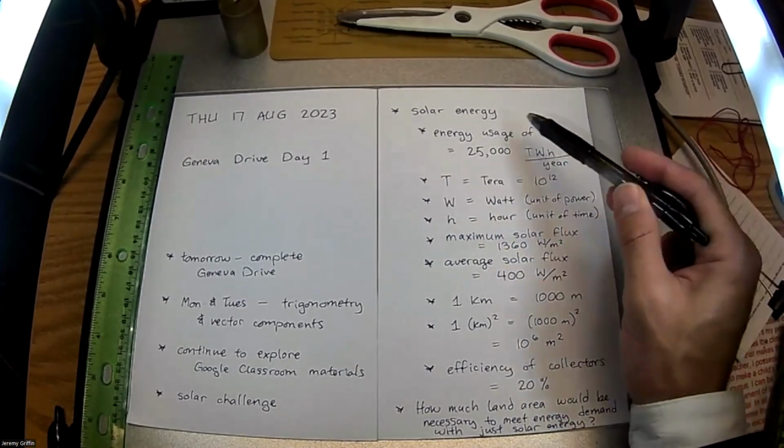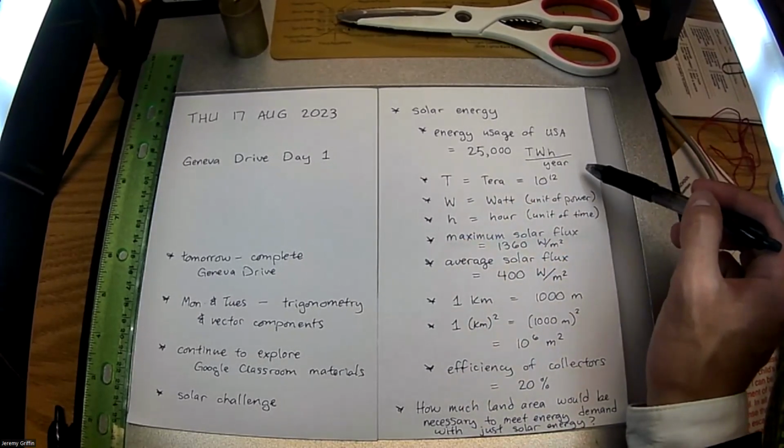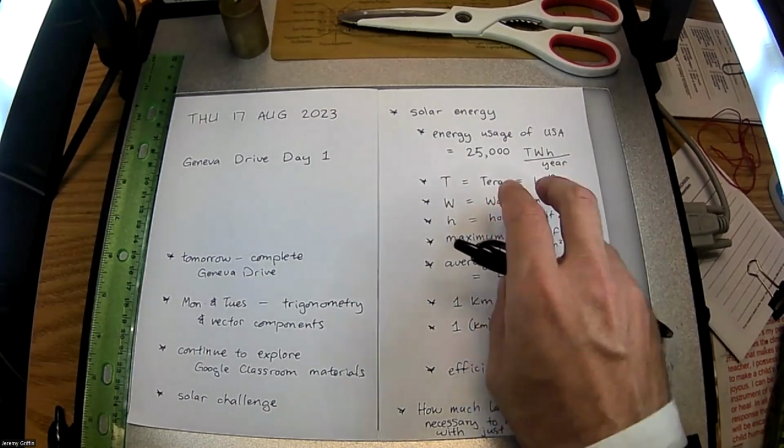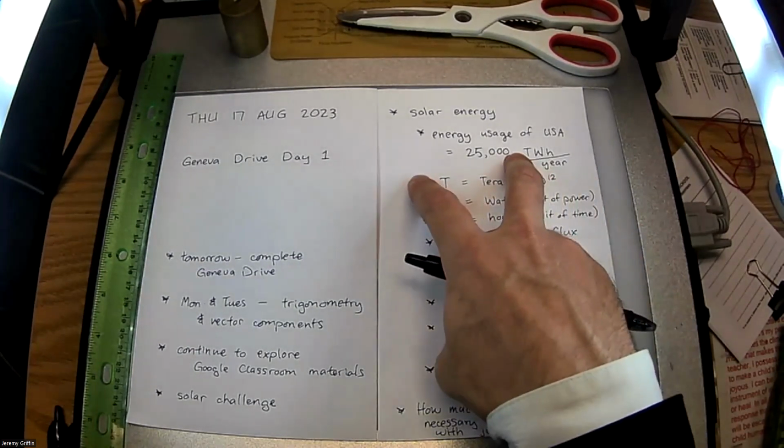Here's the energy demand for the United States, at least this was true a few years ago: 25,000 terawatt hours per year. Capital T, tera, is 10 to the 12. That's one of the posters we went over the other day, also hanging on the wall by the door. Tera is 10 to the 12, just a prefix.